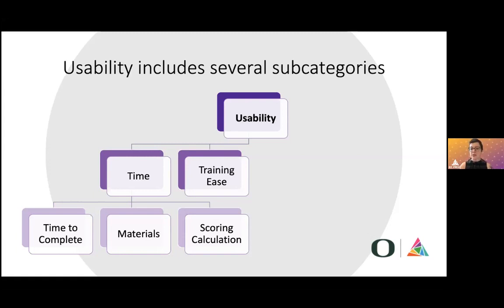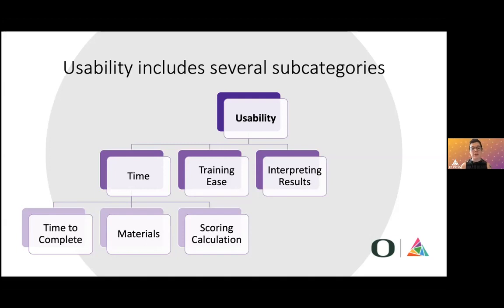Some of the elements that contribute to training ease include things like whether coding is required, whether or not there are standardized instructions that you need to learn to say during the administration of the measure, as well as, again, any of those materials that are needed to learn. Some measures you have to interact with materials with a child, for example, in very specific ways that you have to be trained on.